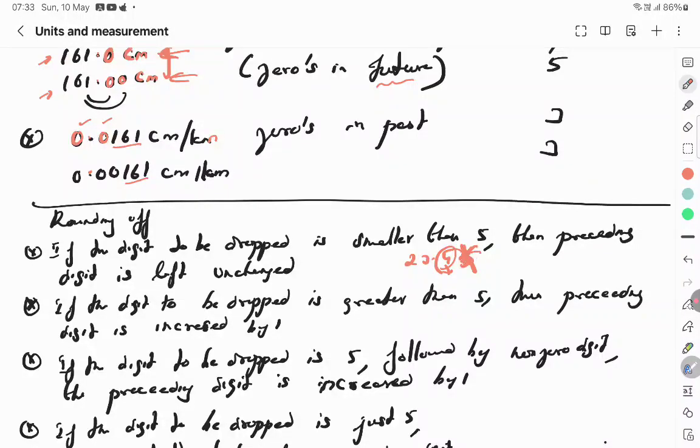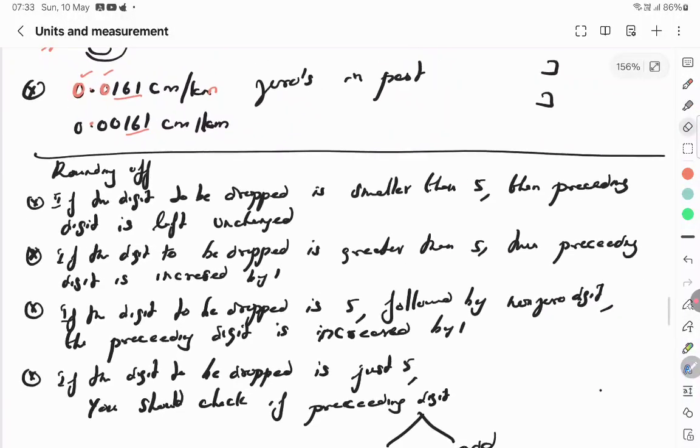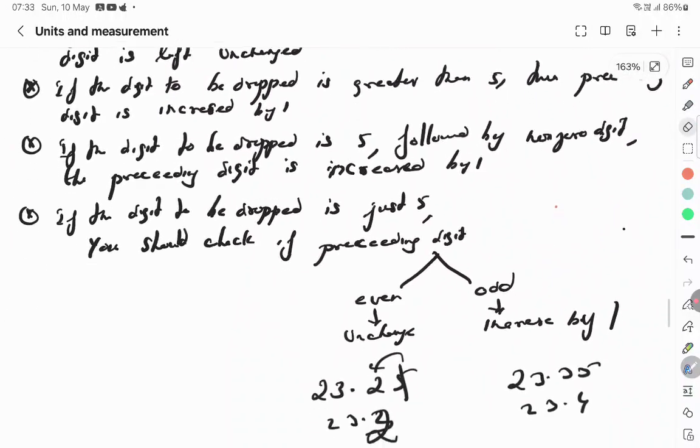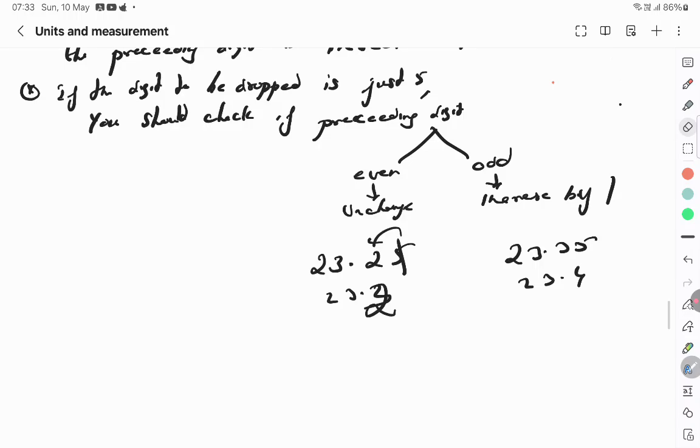And dropping off a 5, then there are different cases. So if the digit to be dropped off is greater than 5, the preceding digit is increased by 1. If the digit to be dropped off happens to be 5, followed by, see, supposing 23.5456, if it's followed by a non-zero digit, and the digit to be dropped happens to be 5, then you can increase the previous number by 1. Next is the digit to be dropped is exactly 5. You have to check whether the previous number is an even number or an odd number. Even number, leave it unchanged. Odd number, increase it by 1. That's what I've written here.